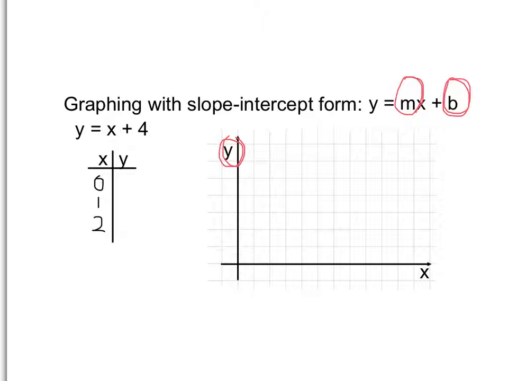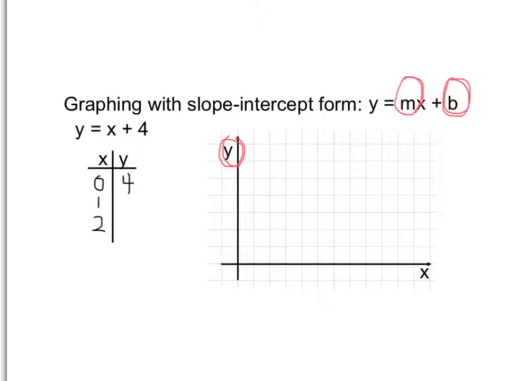So I always plug in 0. That way I can see where my line is going to cross over the y-axis. I always do that. Plus, it's easy. I can just say 0. I get to say 0 plus whatever else is going on here. So I get a coordinate out of the way, and I get to figure out where it's crossing the y-axis.